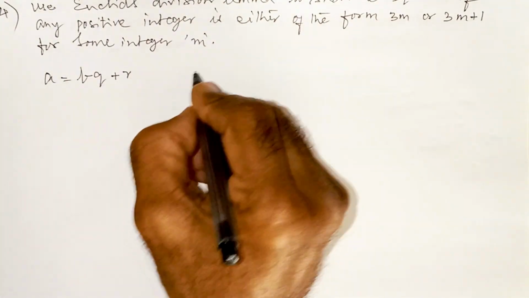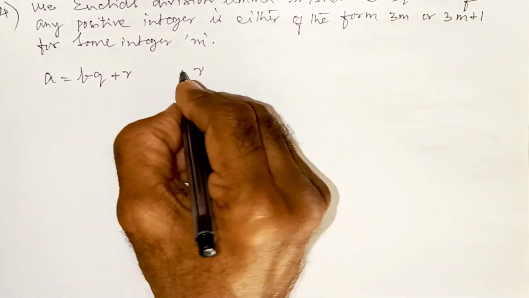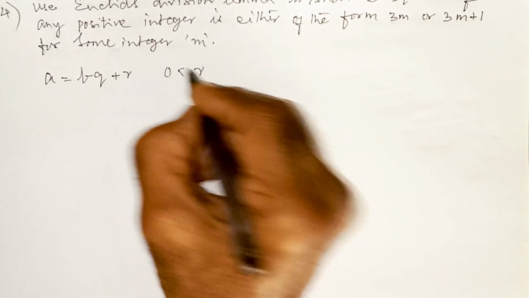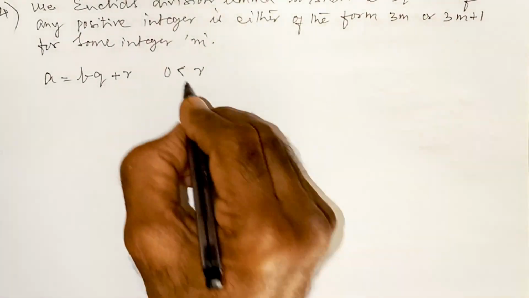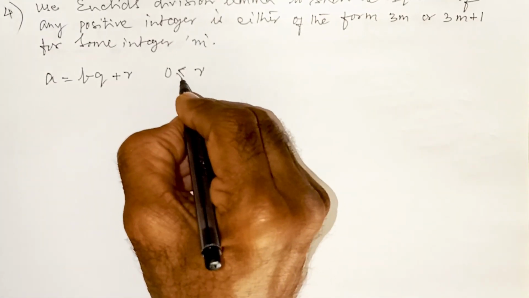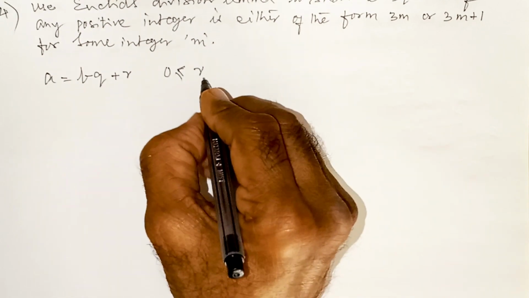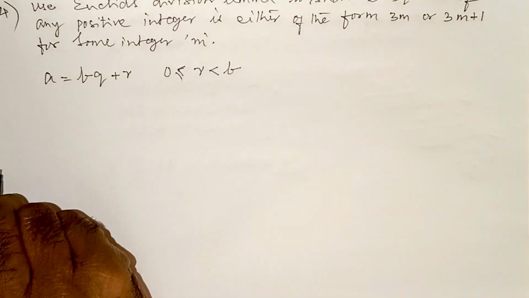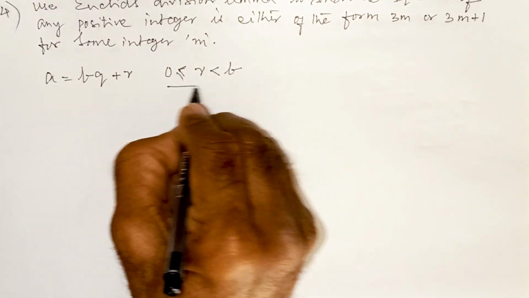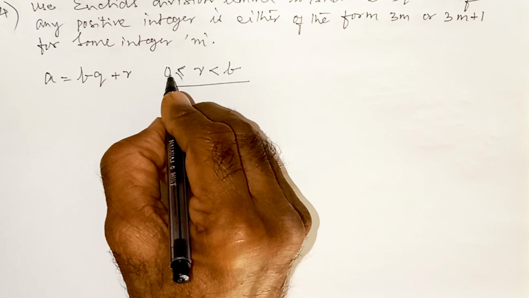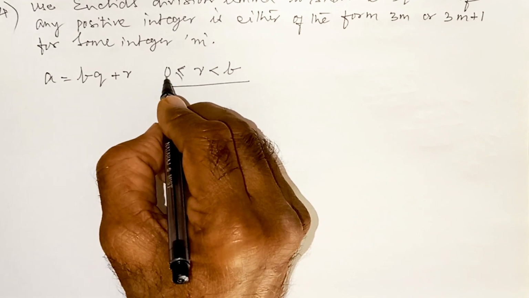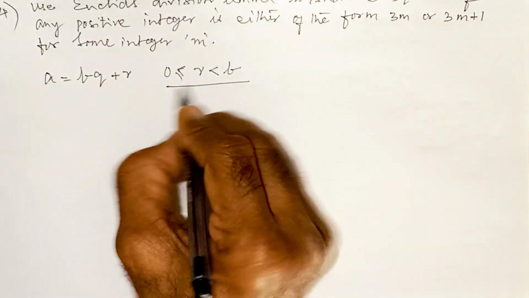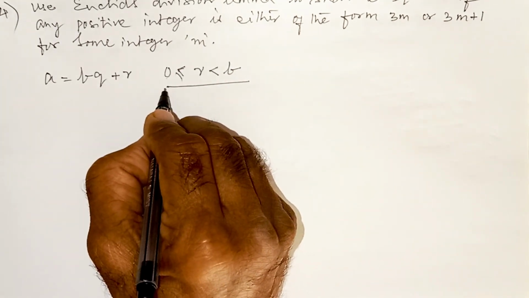We must know r, which is the remainder, will never be less than 0. It can be either more than 0 or it can be 0. And it should always be less than b, the divisor. This is the condition. Remainder is either equal to 0 or more than 0 and should always be less than the divisor. This is Euclid's division lemma's condition.